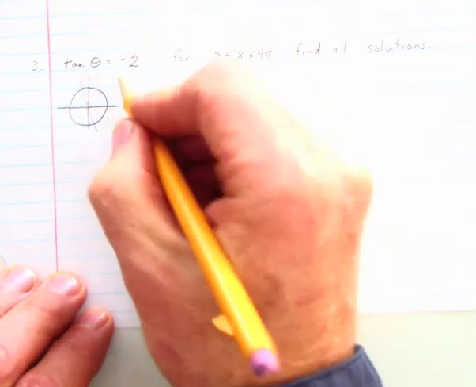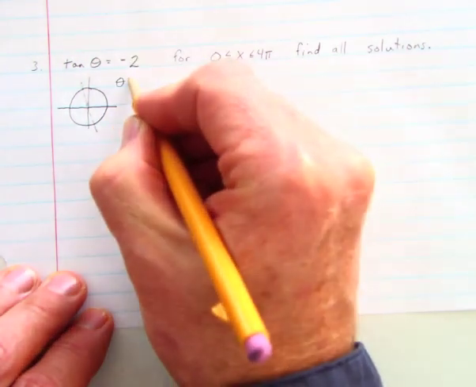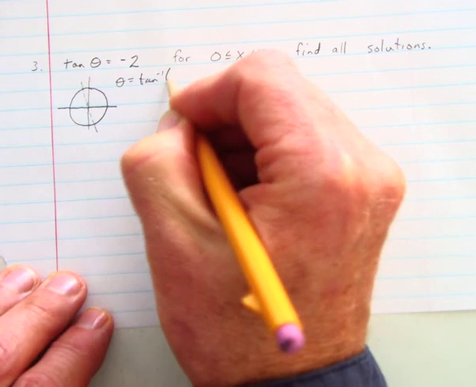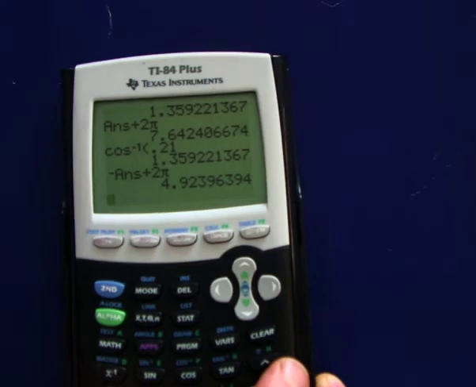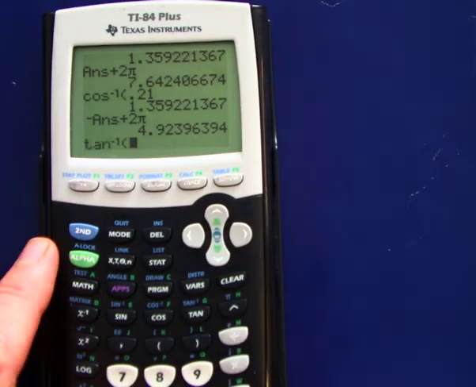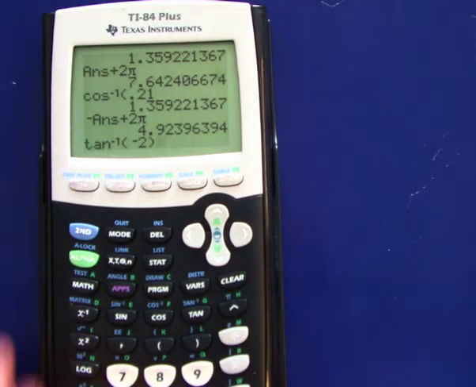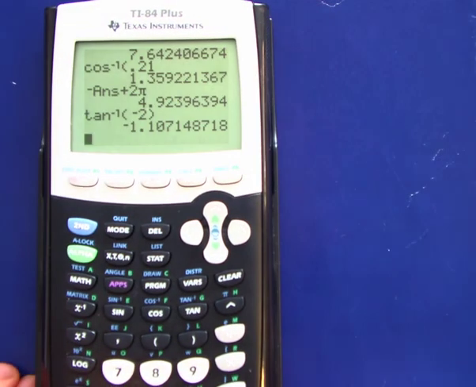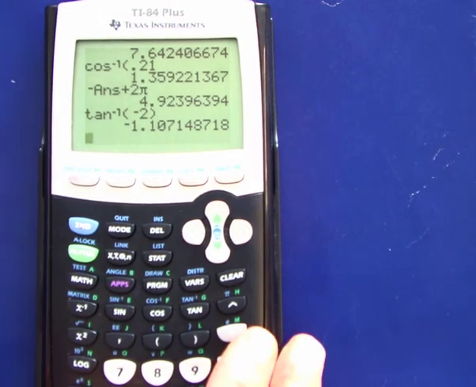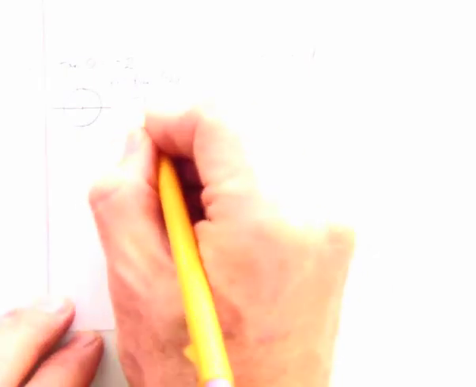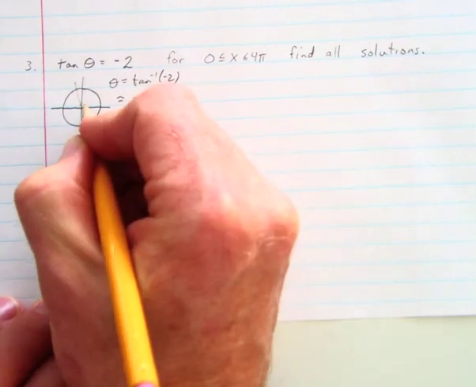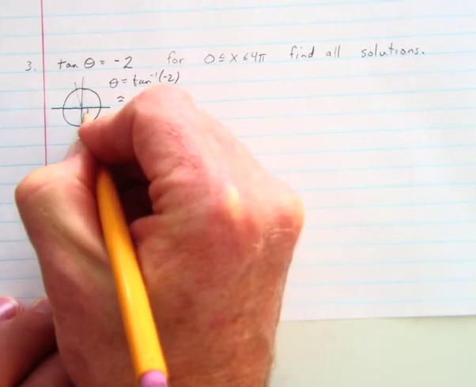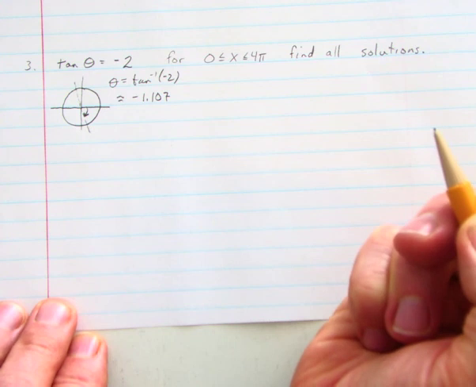So we're going to take out our calculator and we'll say theta equals inverse tangent of -2. So we'll say inverse tangent of -2, hit enter, and that gives us -1.107. So what that calculator actually gave us was this answer here.